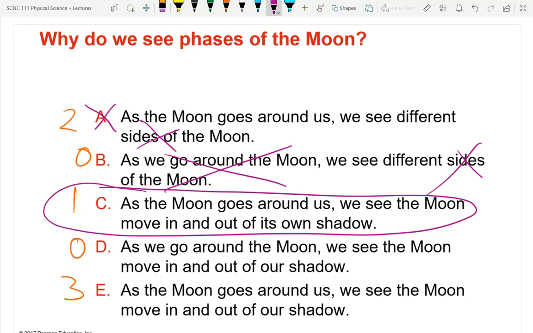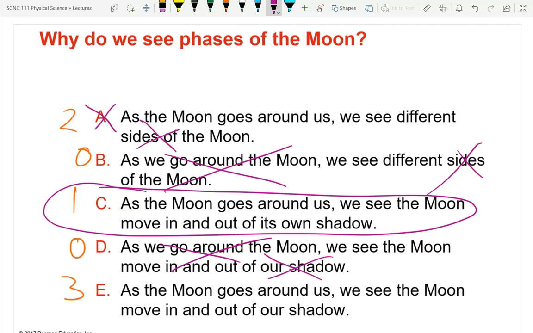Okay, the moon is moving around us as both of us move around the sun together in concert. And we see whatever side of the moon is facing us, which is always the same side. And if that's facing the sun, it'll be lit up. The next one was wrong because, again, we don't go around the moon. And it's not our shadow.